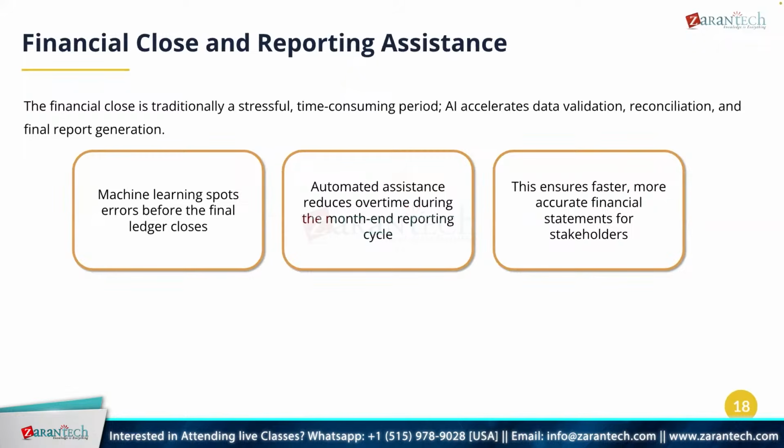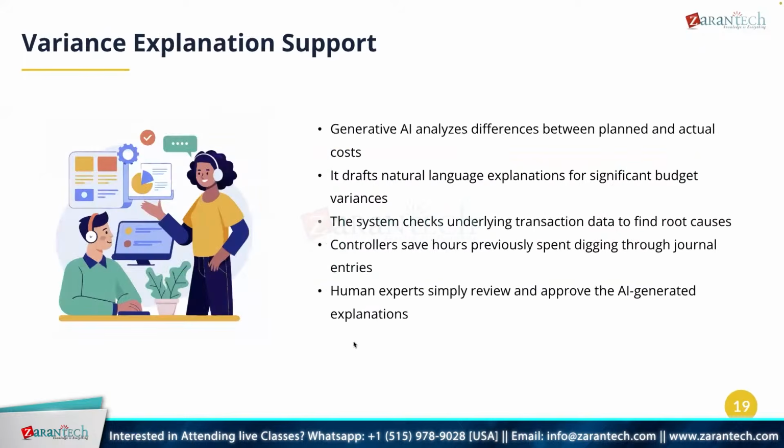So within Joule also, if you go into a scenario on the financial closure, for example, the user might ask, hey, close the books faster. So Joule or SAP AI might give you a list of the pending tasks, highlight the blockers, and suggest the automation steps. At the reporting level also, the user might ask, explain the revenue variance. So Joule generates the insight summaries and points to root causes and all these things. So this is how it will be helpful for you in financial closure and reporting assistance.